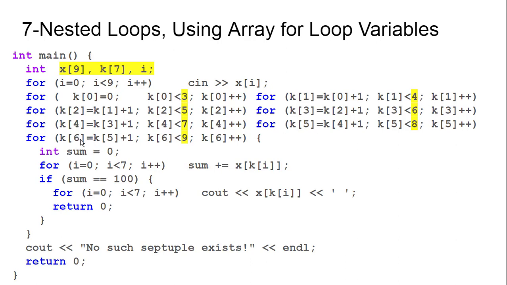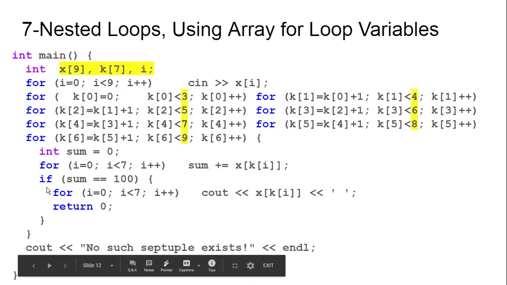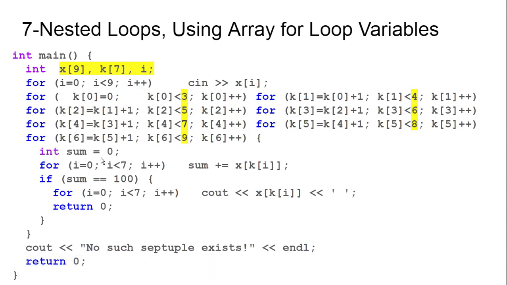So here the innermost loop has multiple statements, because now we can use a loop to compute the sum of the 7 indices that we have chosen. This is the standard structure for computing a sum. Initialize sum to be 0, and then loop from 0 to 6. Now we add up the different x elements that are selected from the indices. So K is the array, and i goes from 0 to 6.